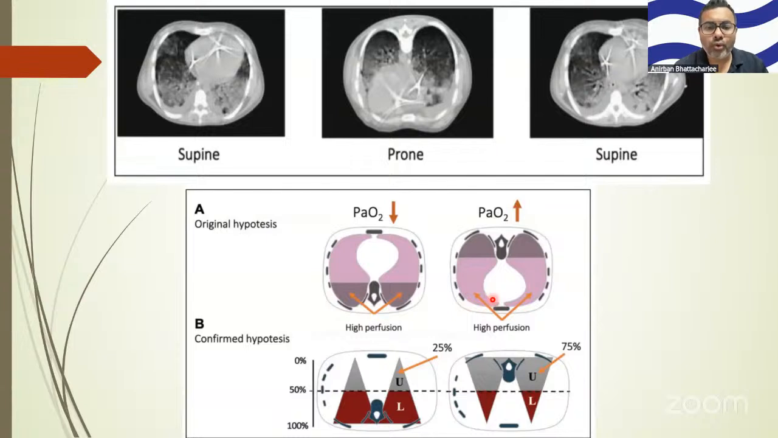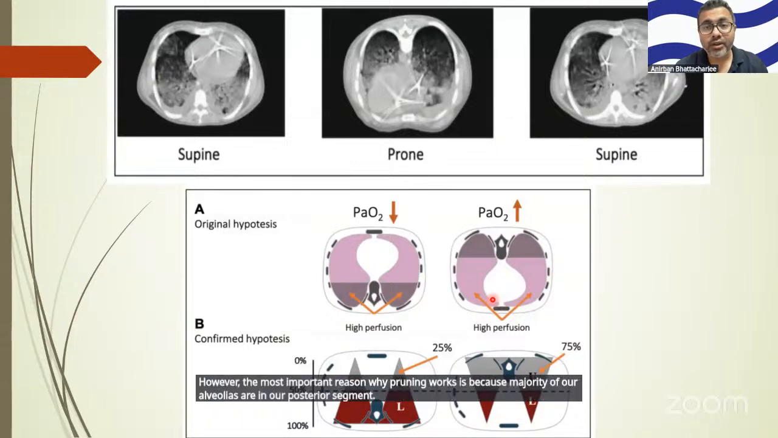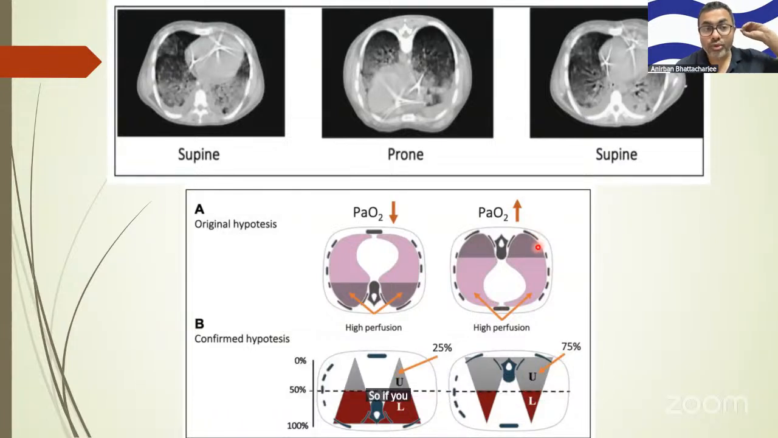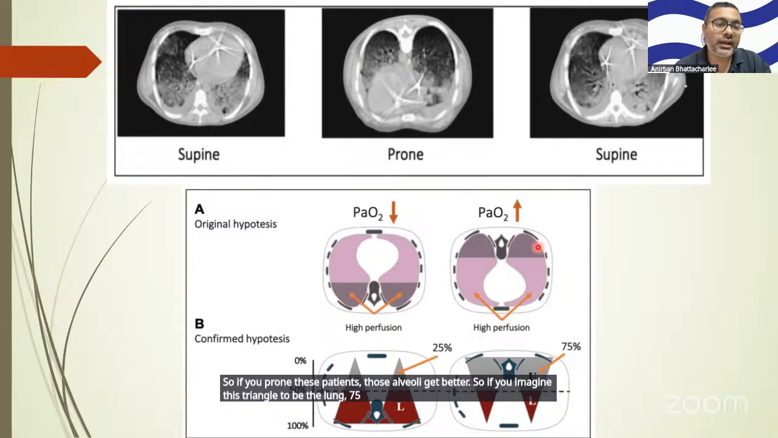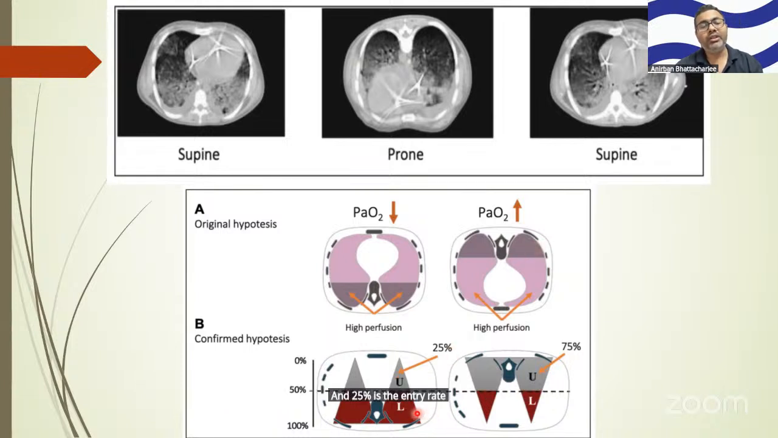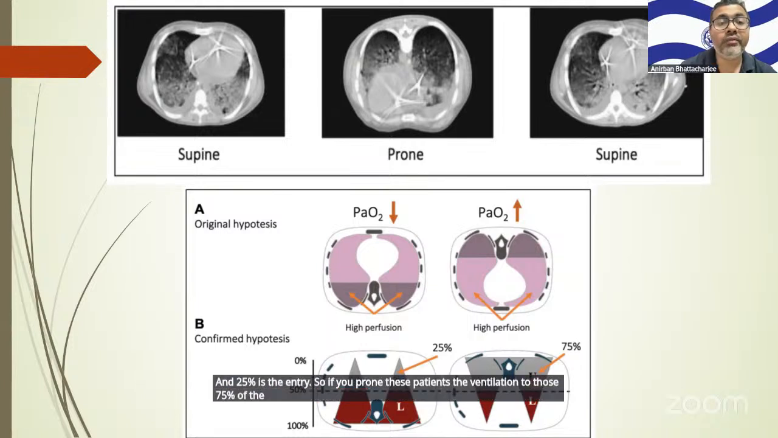However, the most important reason why proning works is because the majority of our alveoli are in our posterior segment. So if you prone these patients, those alveoli get better. If you imagine this triangle to be the lung, 75% of the alveoli are posterior and 25% are anterior. So if you prone these patients, the ventilation to those 75% of the alveoli increases. So more and more alveoli are getting better ventilation once we prone. So this is probably the reason why oxygenation is getting better. Next.